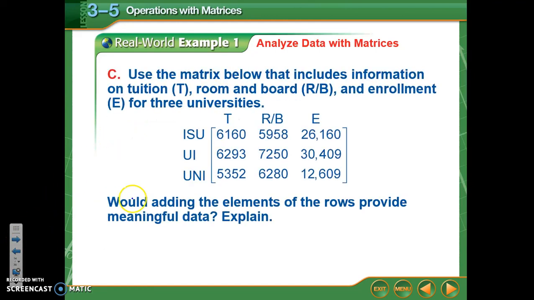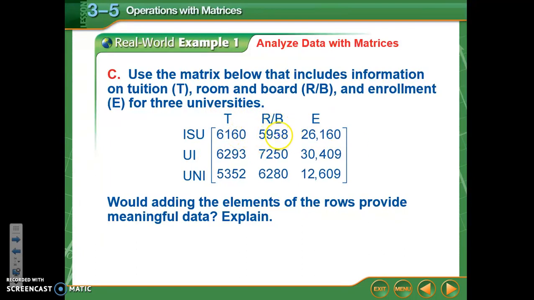All right, same matrix, and they're asking us to interpret a little bit. Would adding the elements of the rows provide meaningful data? So if I added the tuition plus the room and board plus the enrollment, would that make sense? The numbers are only as useful to us if they make sense. That's why we have to be careful what they're representing. In this case, it wouldn't really make sense to add those together.